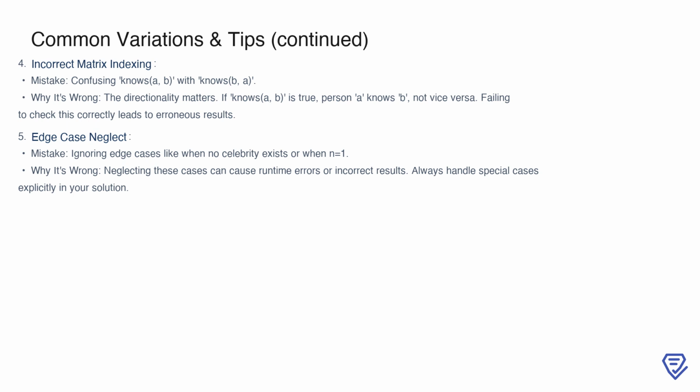Additionally, it's critical to handle edge cases explicitly. For example, if no celebrity exists because everyone knows someone, or when the matrix represents just one person, n equals 1, neglecting these scenarios can lead to runtime errors or invalid outputs. Carefully addressing these edge cases ensures your solution is robust and reliable.